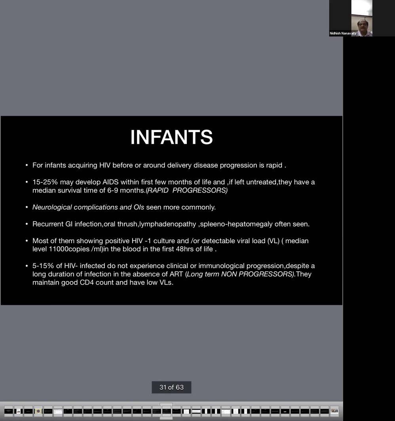5 to 15% of HIV-infected children do not experience clinical or immunological progression despite a long duration of infection in the absence of ART. They maintain a good CD4 count and have a low viral load. They are non-progressors.